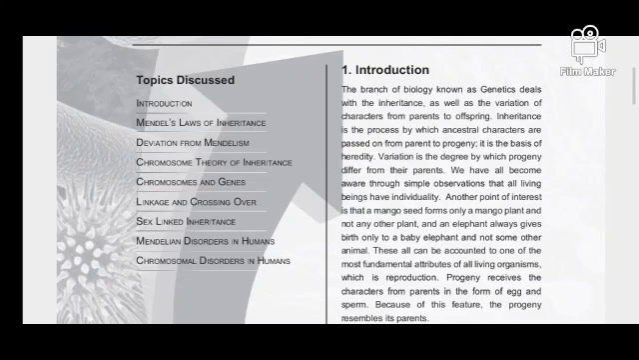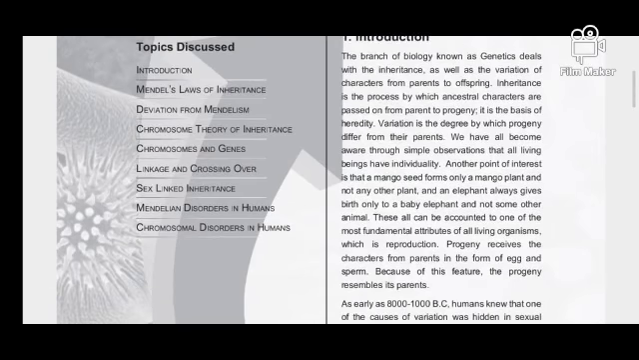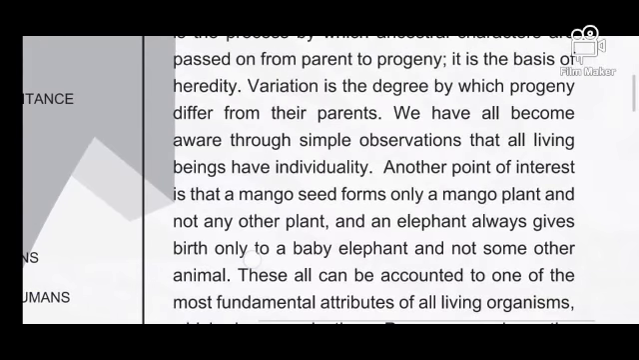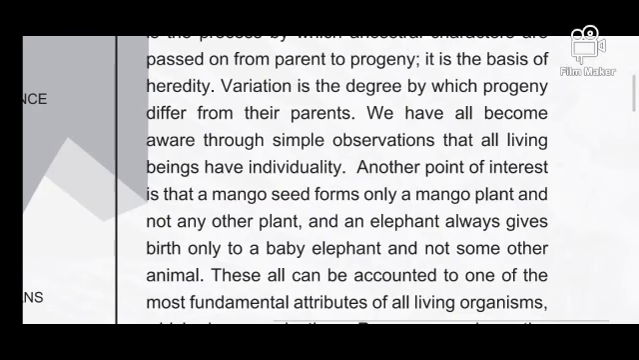So when we discuss genetics, we discuss the characters present in the parents' body and the characters in the progeny. In the first video, it is the basis of heredity. Variation is the degree by which the progeny differ from their parents. Progeny differ from their parents due to the different arrangement of the genes. We all become aware, through simple observation, that all living beings are individuals.